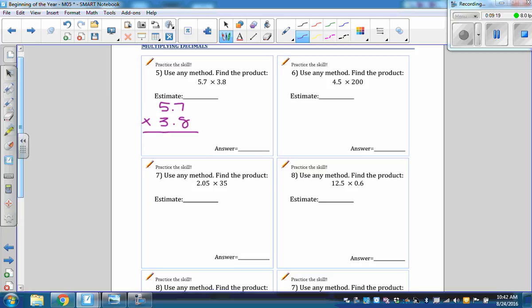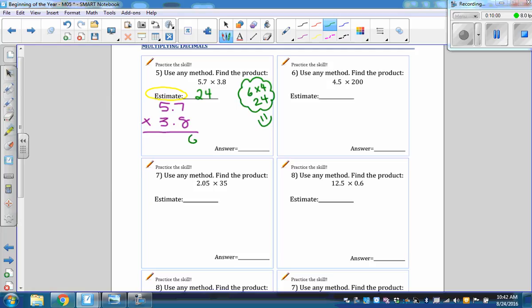But before I do that, I'm going to follow the directions and do an estimate. So an estimate for me would just be something really quick that I think of in my head, like maybe 6 times 4. So that's an overestimate, but it helps me remember that my answer's going to be not in the hundreds, and probably not in the numbers less than 15. So now I'm going to begin my problem.